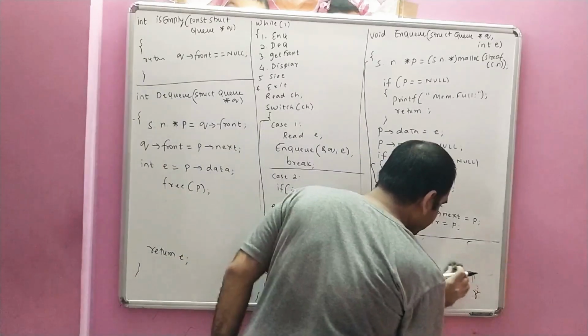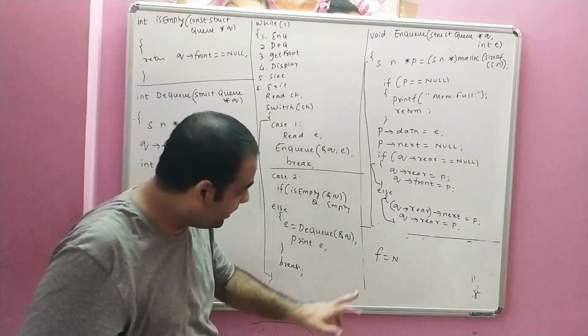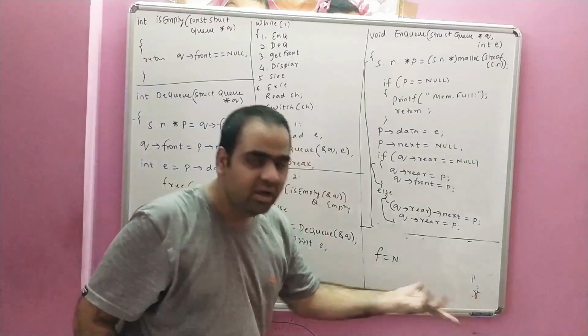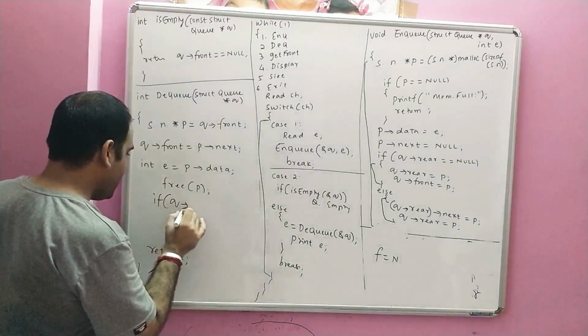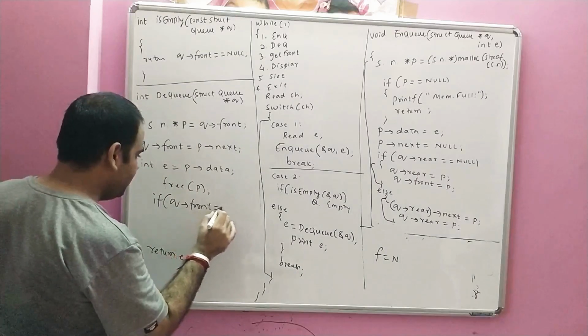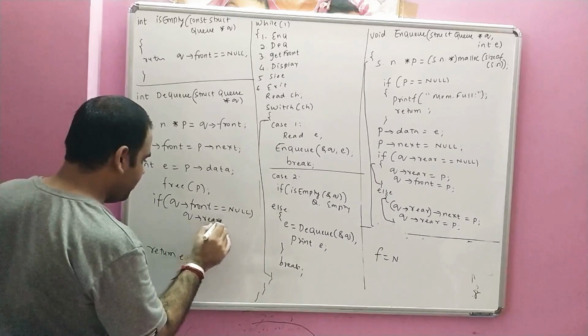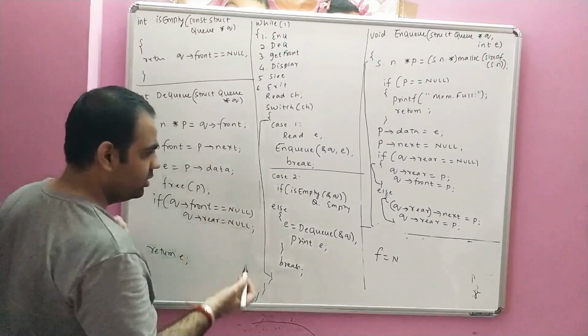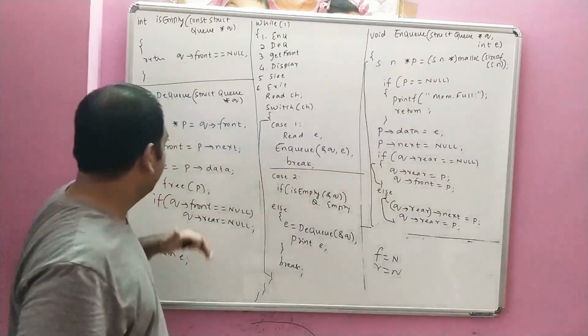This will go. Now where is rear pointing to? It is pointing to free location. That means if the value of front is null, rear should also become null. That is what we write. If Q arrow front is equal null, then what should be Q arrow rear? Q arrow rear should be equal to null. Hence the value of rear will also become null, and you say return E.